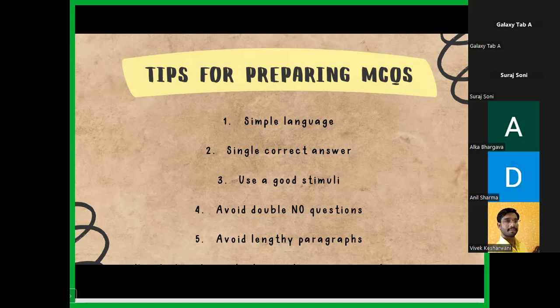It's not about testing. They take the time of the child, and obviously 1 mark questions are not to spend so much time. Then avoid lengthy paragraphs. When I say use a good stimuli, please understand when I'm talking about a news item or something like that, obviously I do not mean lengthy paragraphs. You can use 2 lines, 3 lines probably, but lengthy paragraphs at times we give, and then we expect the child to read that and answer that for 1 mark. That's really not justified.